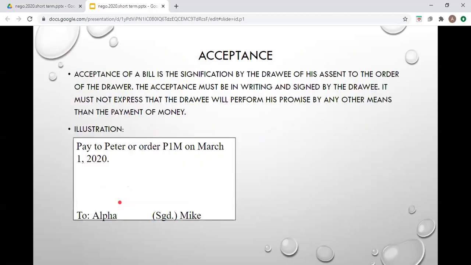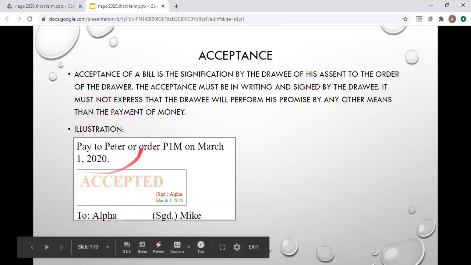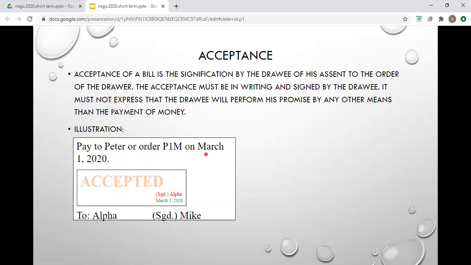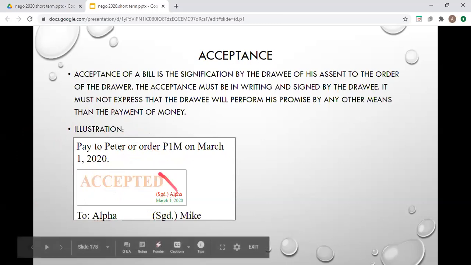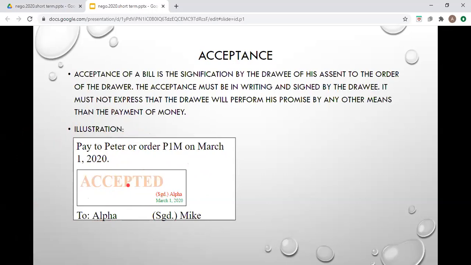Kagaya nung illustration natin kanina na to, pay to Peter or order 1 million on March 1, 2020. Nung in-accept niya, accepted. Sign alpha March 1, 2020. This is what we call now as general acceptance. Okay? Pero halimbawa sinabi dito, pay to Peter or order 1 million on March 1 of 2020 in Baguio City. That is still considered general acceptance. If there is a specific place where you can make your acceptance, but that place is not limited only to that place, then that would still be considered general.